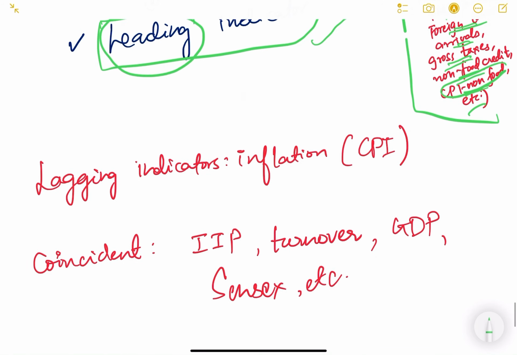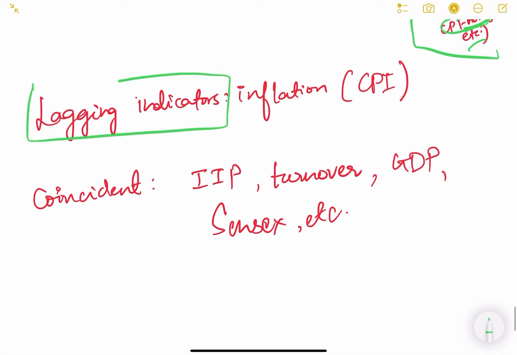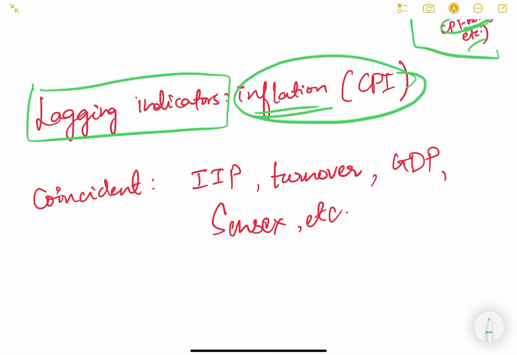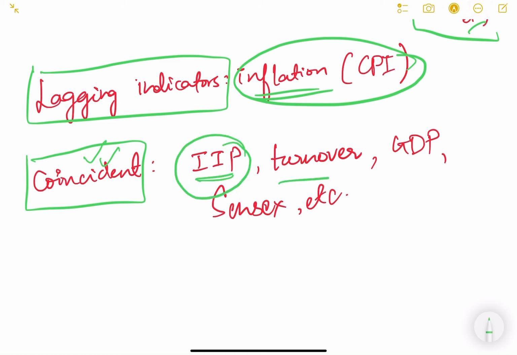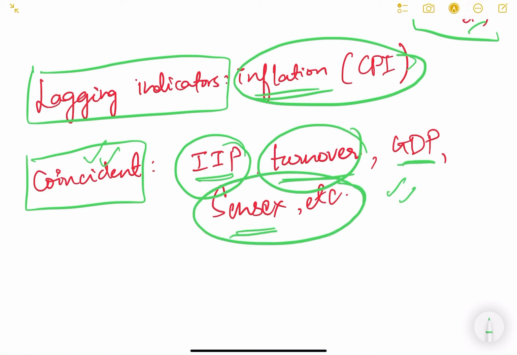Now, just like leading indicators, there are lagging indicators also. Lagging indicators are the indicators whose data we obtain after something has happened. For example, inflation. We will get to know inflation only after it has actually occurred, maybe 1 month, 2 months, 3 months after that. And there are coincident indicators, which happen along with the growth in the economy. For example, IIP is a coincident indicator. Turnover, then GDP, census, etc. These are all coincident indicators.